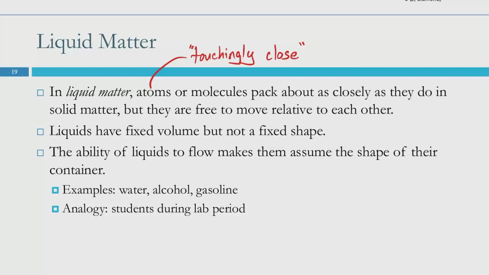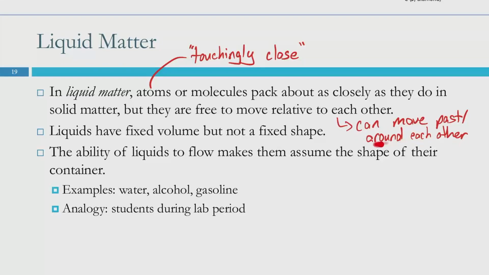However, in liquid, they are free to move relative to each other. They can move past and around each other, so they can exchange spots with their neighbors. But again, they're touchingly close. Because they're touchingly close, it's got a fixed volume. You can't compress it. There's no empty space. They've already taken up the minimum amount of space that they can.